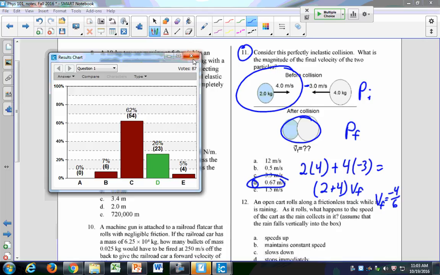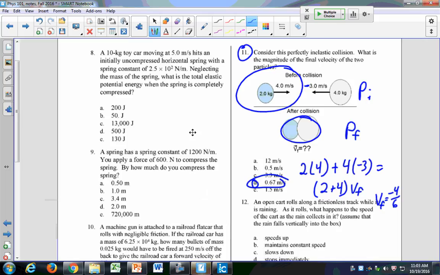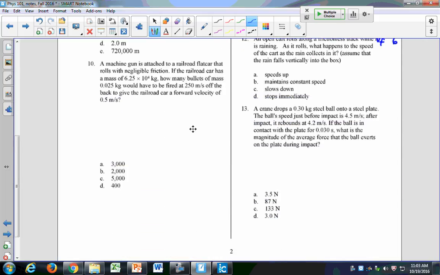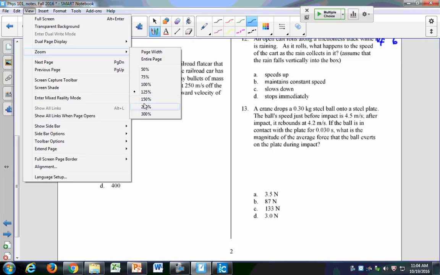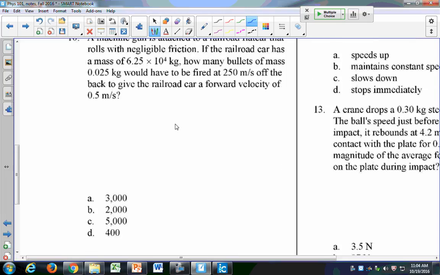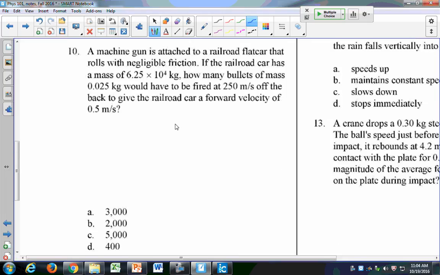Y'all go ahead and do number 10. 10 is a little funny. Like, not ha-ha funny, but, you know, odd funny. So, let me start the thing. Go and put your answer in if you haven't already.